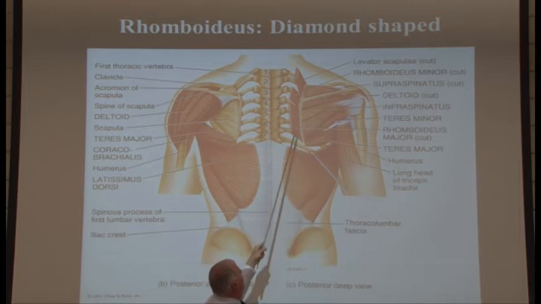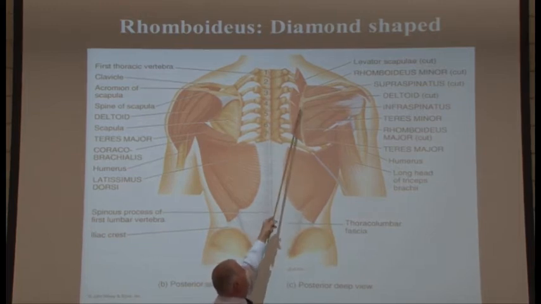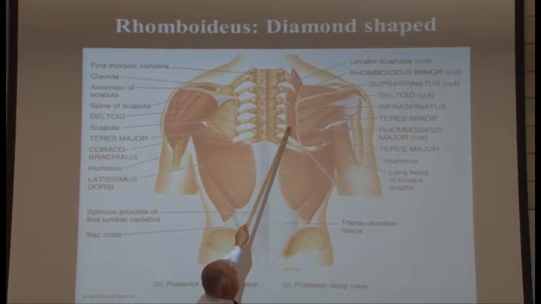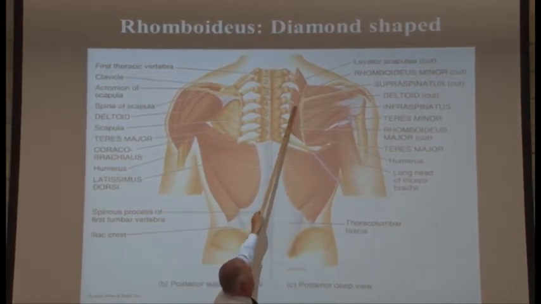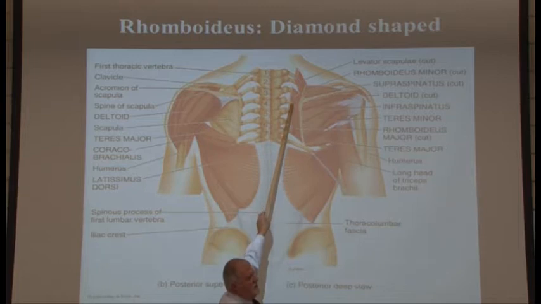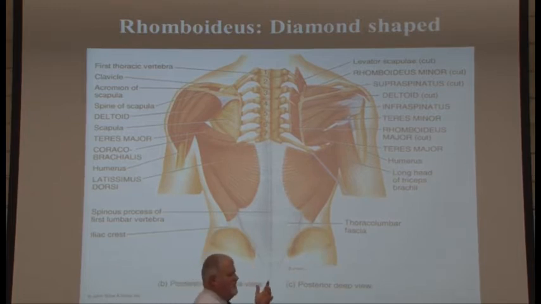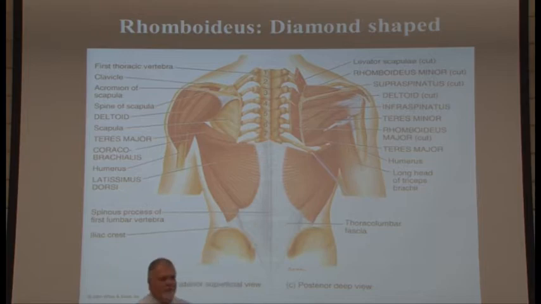And so the lower one is the larger muscle, the upper one is the smaller muscle, so rhomboideus major as the larger muscle, and then rhomboideus minor as the smaller muscle. And they bring your scapula toward the midline, so they adduct the scapula, bring the scapula to the midline of the body.